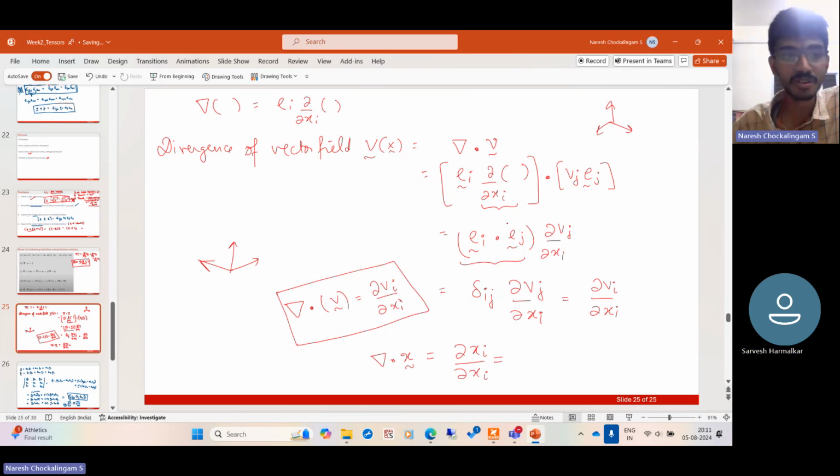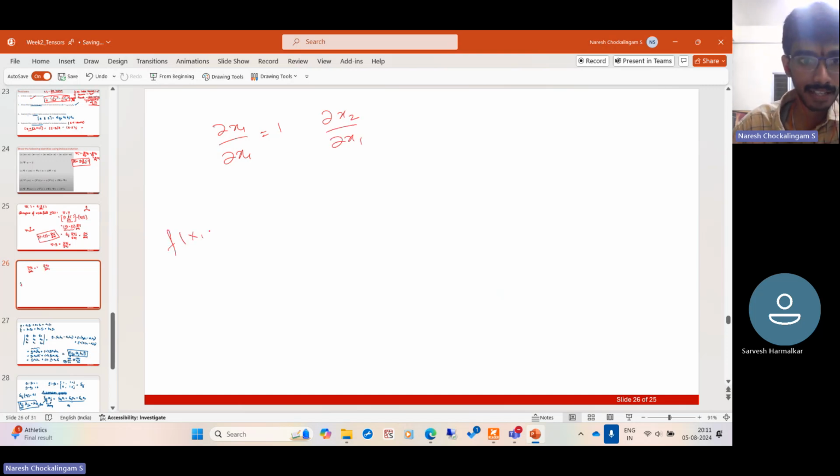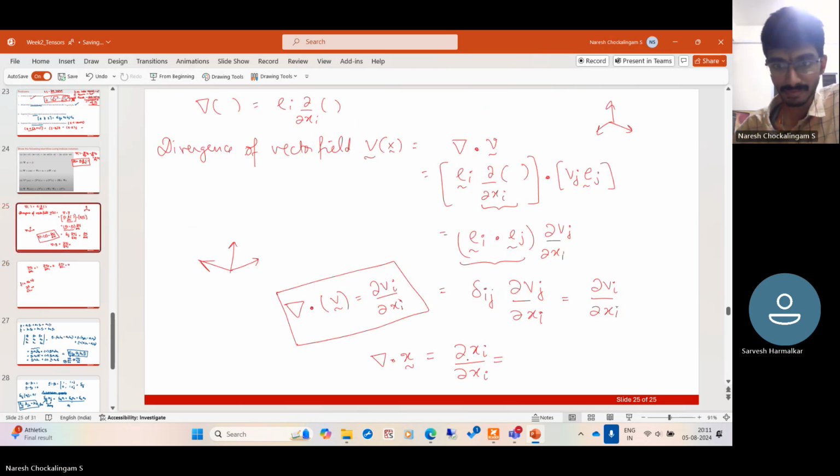We are so used to looking at things in a certain way. So dou x1 by dou x1 is equal to 1. If you have a function f of x1, x2, x3, and that function does not depend on x2, dou f by dou x2 is equal to 0. But x1, x2, x3 are independent, so dou x2 by dou x1 is equal to 0, and dou x3 by dou x1 is equal to 0. But here you have a repeated index, right? i and i is not fixed. So if you have dou x1 by dou x1, it is 1. But i is not fixed.